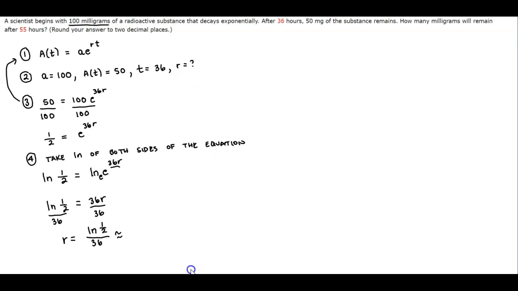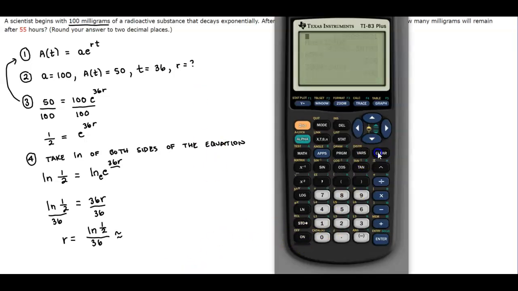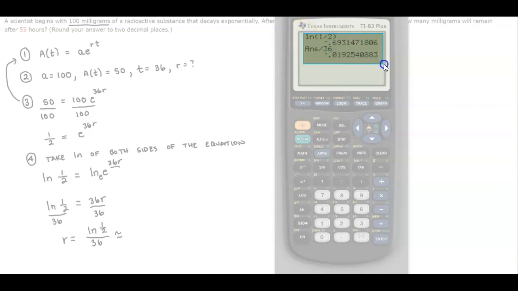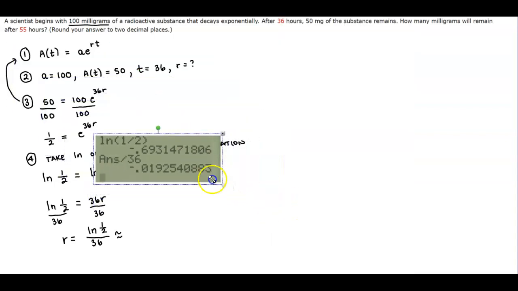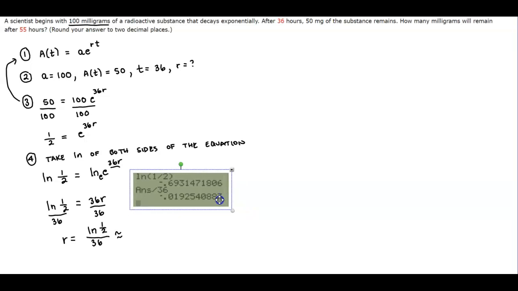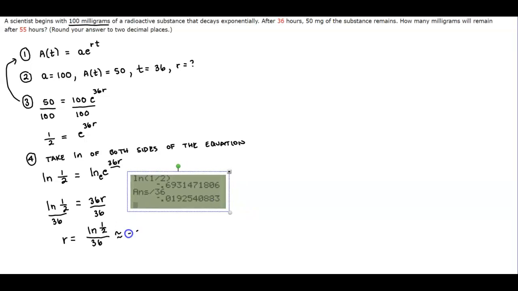So let's find that approximation on our calculator. We're going to take the natural log of 1/2, and then we're going to divide that by 36. Okay, so let me go ahead and copy this number here. So that means that r is equal to negative 0.01925408883.